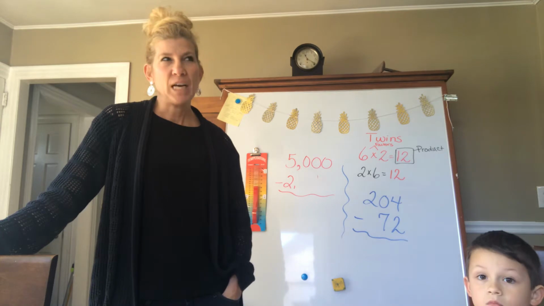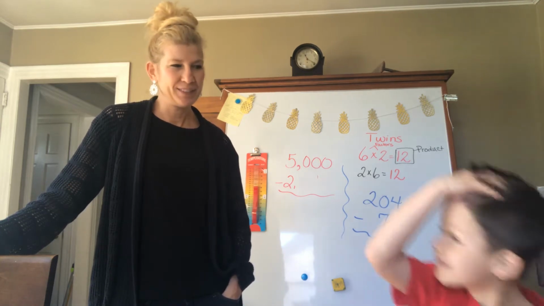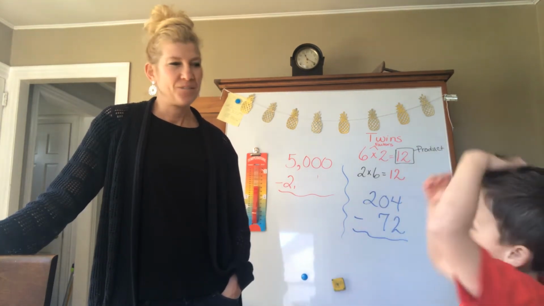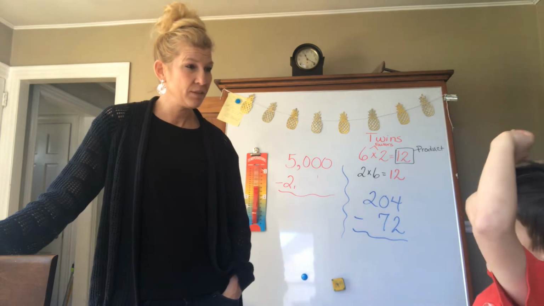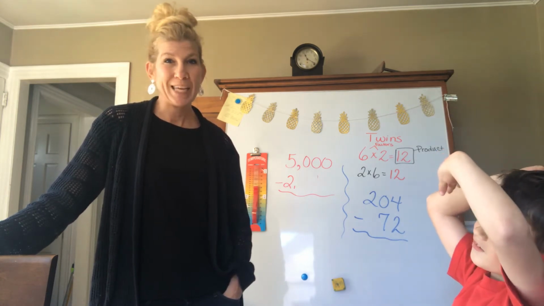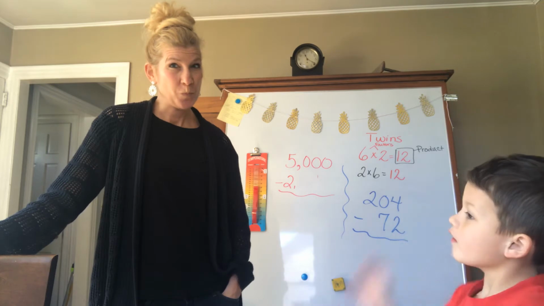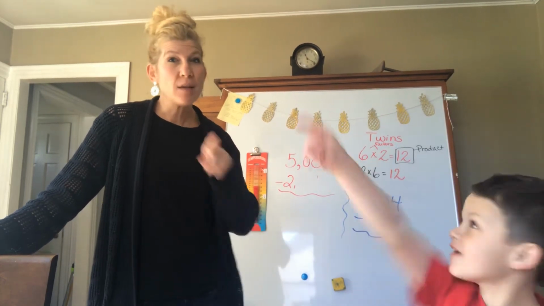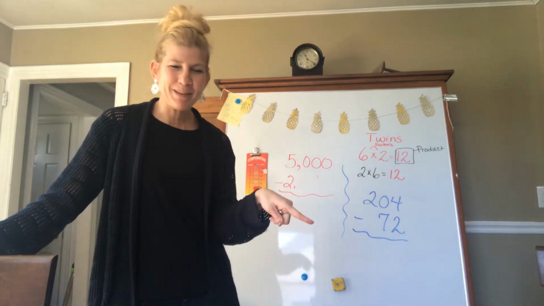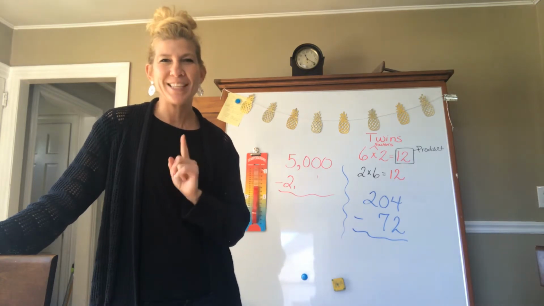15. 5 times 5 times 0 equals 0. Anytime we multiply by 0, the answer is always 0.